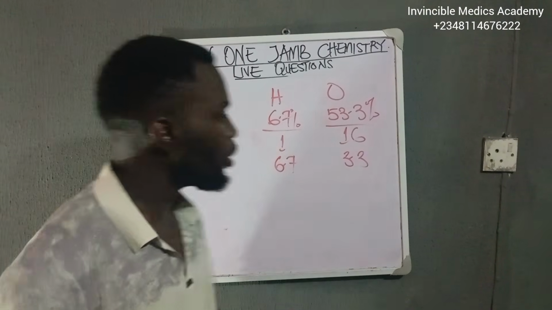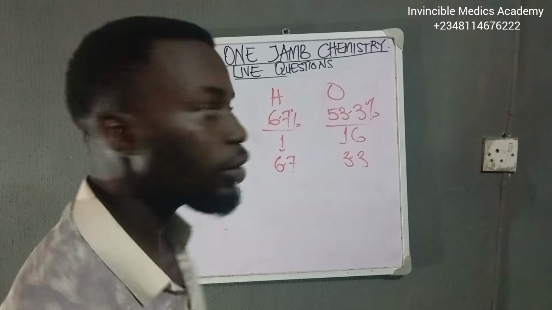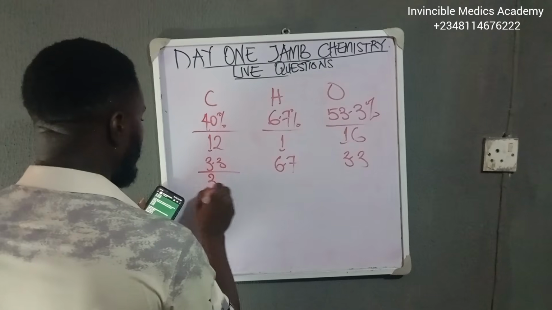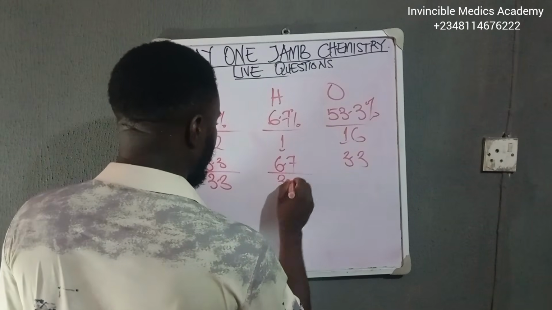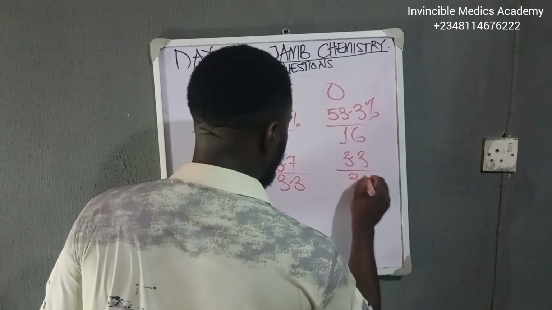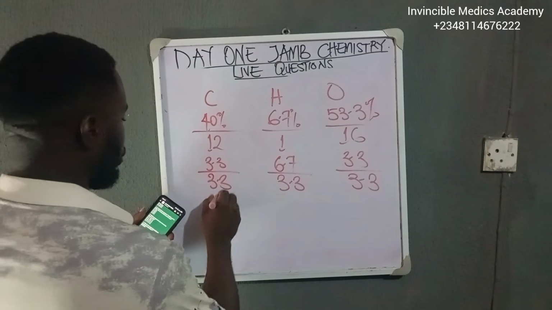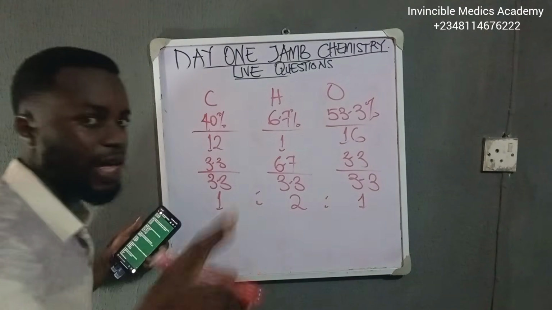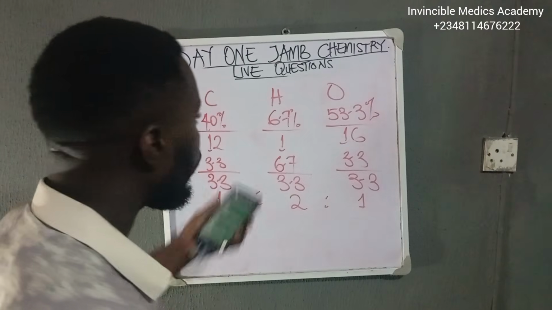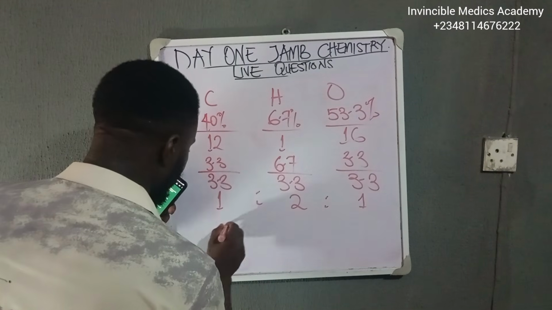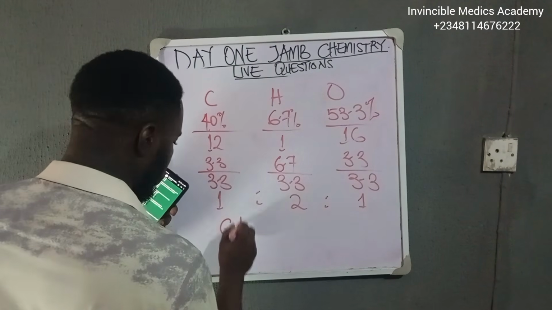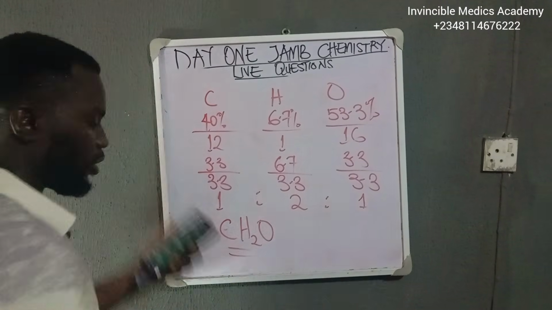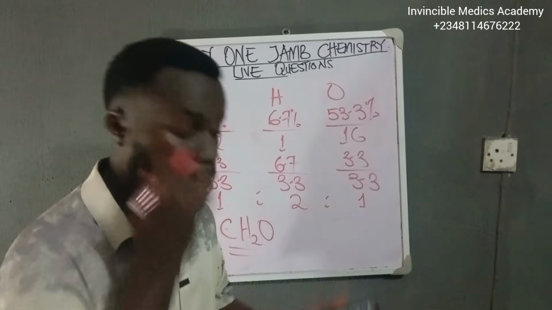Next thing is to do what? Divide through by the smallest ratio. The smallest ratio here is what? 3.3. So divide by 3.3, divided by 3.3, divided by 3.3. And you're going to be left with the ratio of 1:2:1. Therefore, the empirical formula of the compound is C1, which is written as C, H2O1. This is the empirical formula, and that's option A.